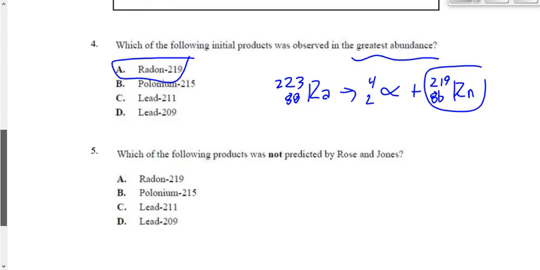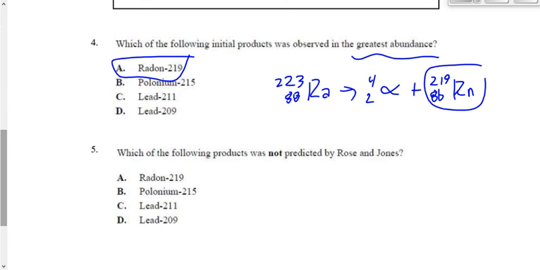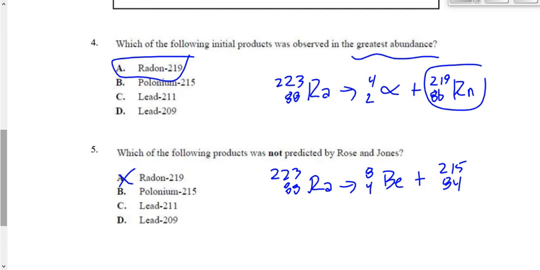And the next question: which of the following products was not predicted by Rose and Jones? So we're going to do the same thing here, except that we're going to have to do it a few more times. We know the answer is not A because clearly that was predicted. Let's look at double alphas. 223, 88 goes to 84 beryllium plus, what is that going to be? 215 and 84. Is that polonium? PO? Okay, polonium was predicted then.